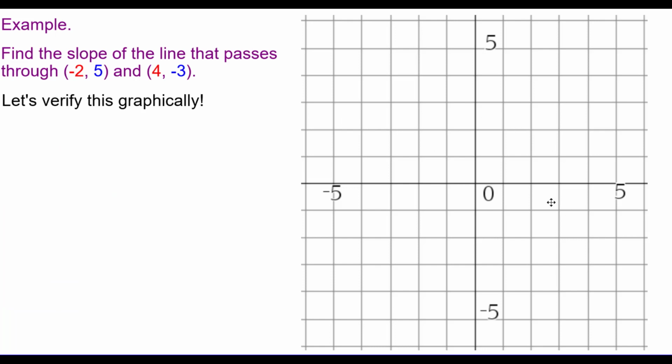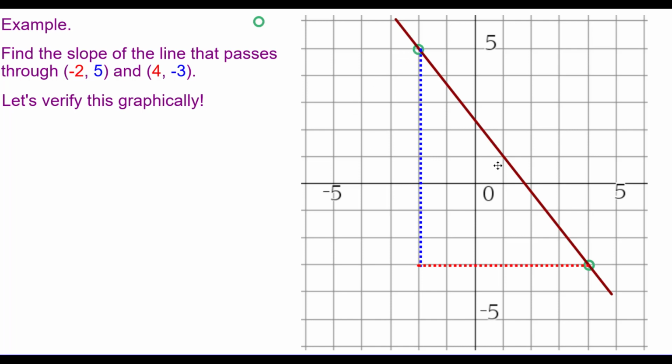So we have a grid here. We're going to go ahead and verify this by plotting the points. -2 up 5, +4 down 3. Draw a line to contain those 2 points. And draw in that right triangle using this segment as the hypotenuse. Change in y will be in blue. The change in x will be in red.